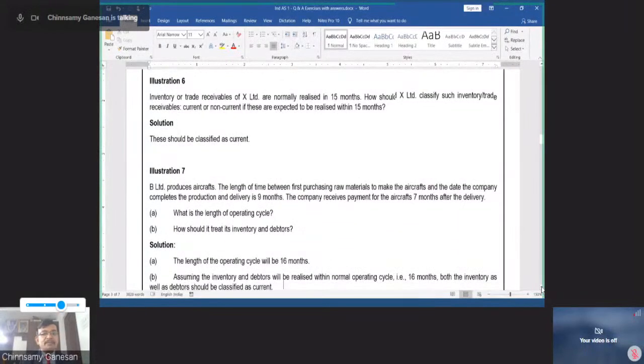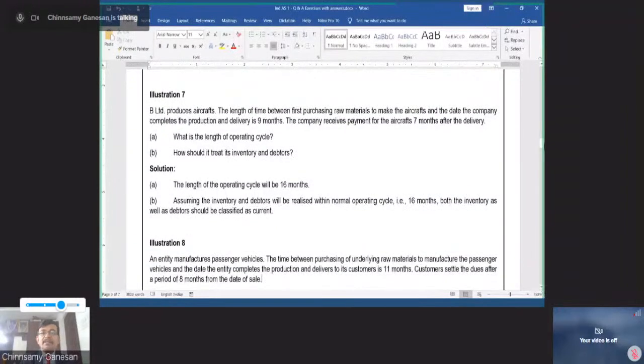And we take another example. In this case, this company produces aircraft, that is, it's manufacturing aircraft, right? Normally manufacturing aircraft cannot happen within a short period. It normally takes a different period. What it says is the length of time between the first purchase of raw material and the date the company completes the production and delivery is 9 months. So that means from raw material to finished goods delivery, it takes 9 months. That is the first cycle.